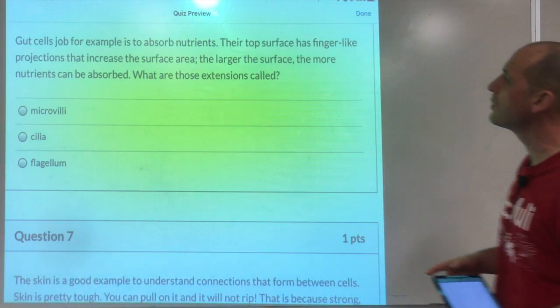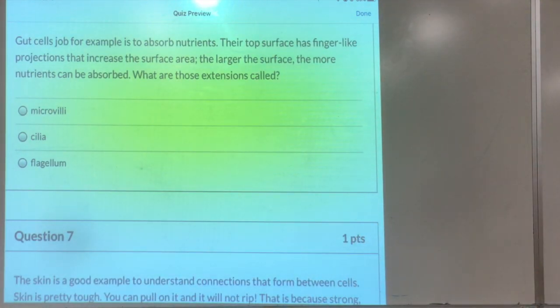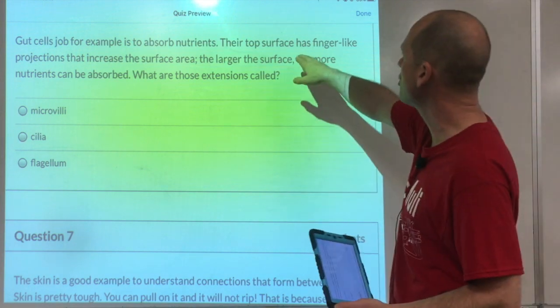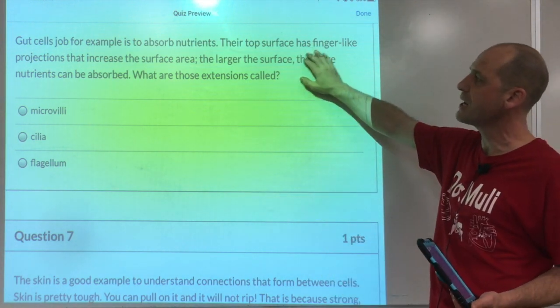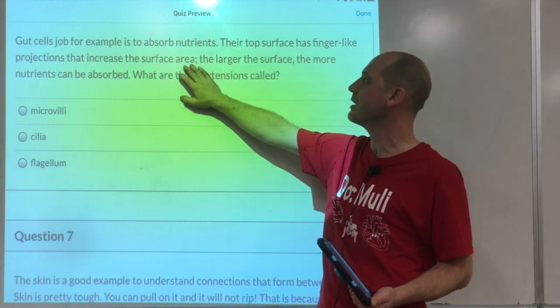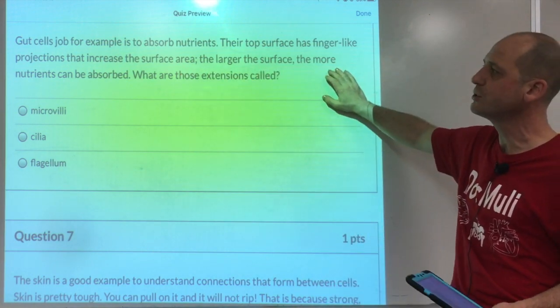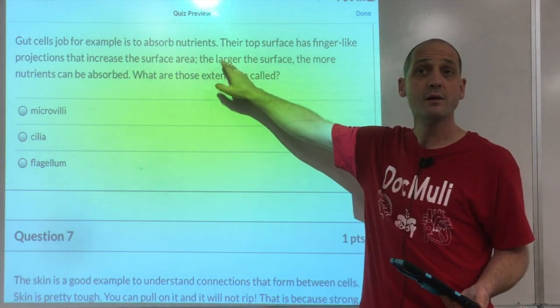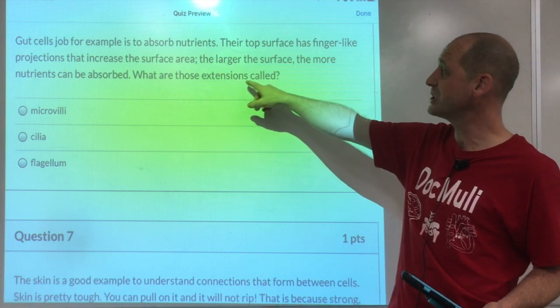Gut cells, for example, their job is to absorb nutrients. The top surface has finger-like projections that increase the surface area. The larger the surface area, the more nutrients can be absorbed. Does that make sense? Good. What are those extensions called?